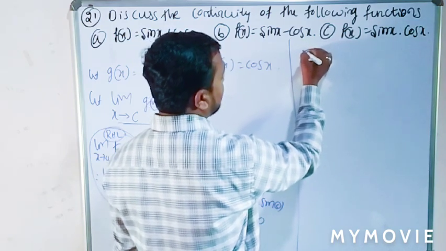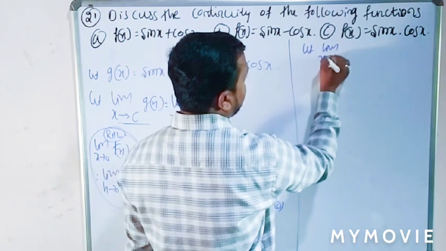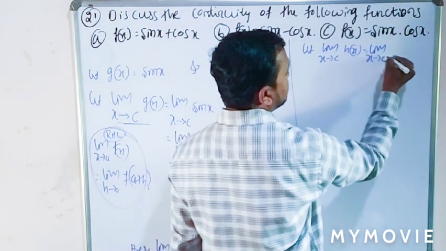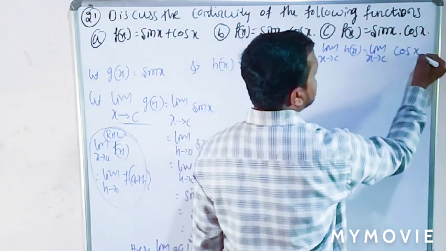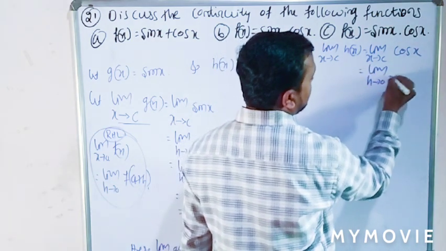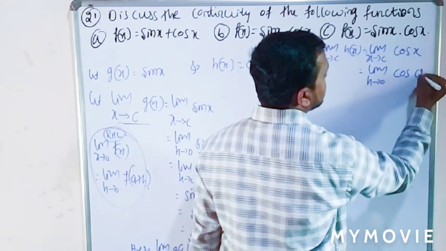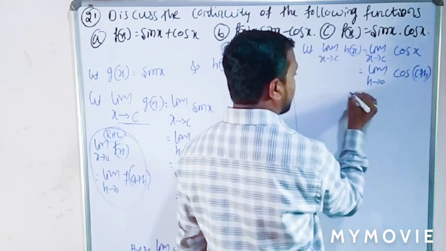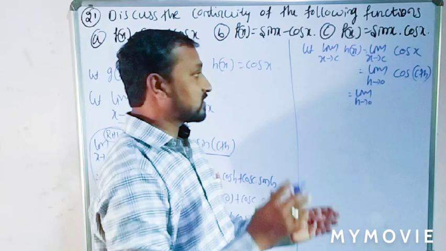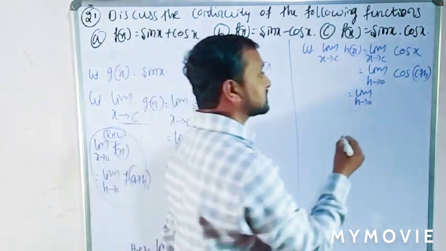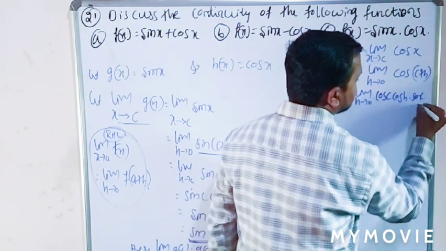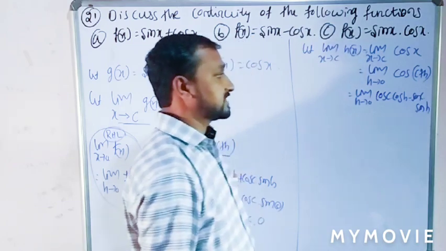Let the limit as x tends to c of h of x equal the limit as x tends to c, where h of x is cos x. So here also we can use the right hand limit, that is the limit as h tends to 0, where cos x is replaced by cos of c plus h. Already we know the formula for cos of a plus b: cos a cos b minus sin a sin b. That is cos c cos h minus sin c into sin h.